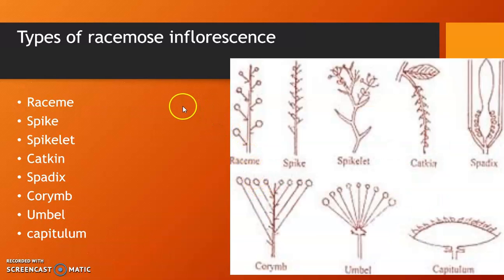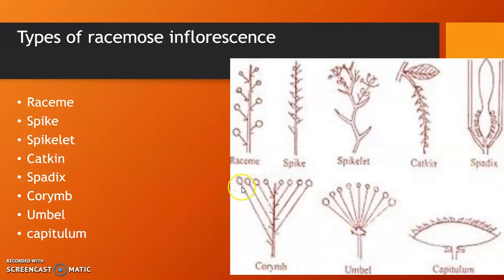So these are the special types of racemose inflorescence. You can see the different images and these are the different types. All of these have the new flowers at the top and the older flowers at the bottom. The different types of racemose inflorescence are raceme. The first image is raceme, the second one is spike, third is spikelet and fourth one is catkin. So hanging flowers, catkin and spadix. You can see spadix in the banana flower. It is enclosed in a sheath, and the next one is corymb.